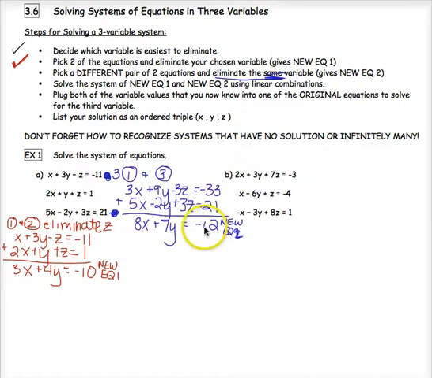All right, so I'm done with that. I eliminated the same variable. I have new equation 2. Now it says to solve the system of new equation 1 and new equation 2 using linear combinations. So what this is essentially telling me is now I'm back to an algebra 1 problem. What I just did got rid of my z's. I only have x's and y's left, so I should know how to solve any 2 by 2 system.